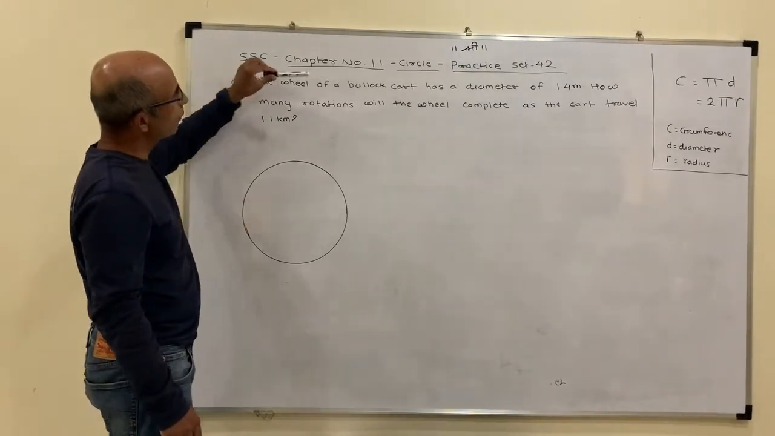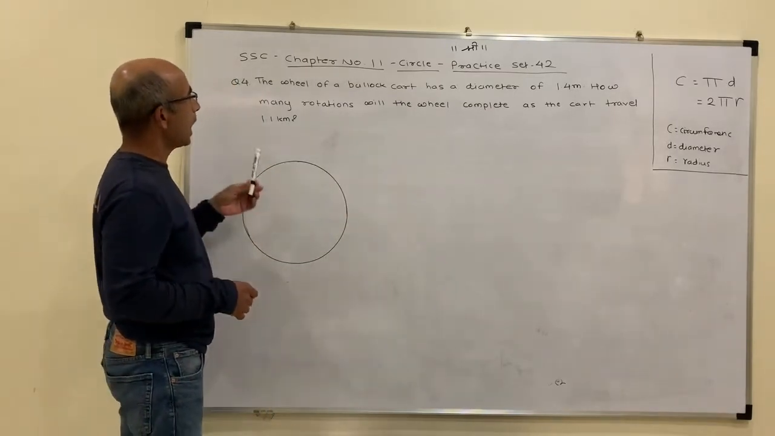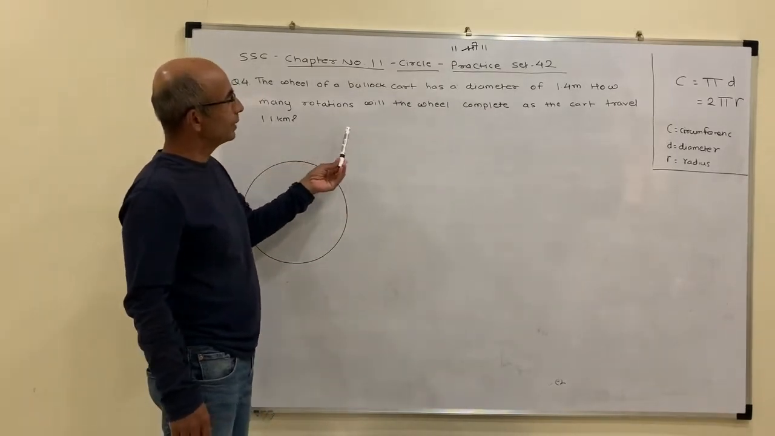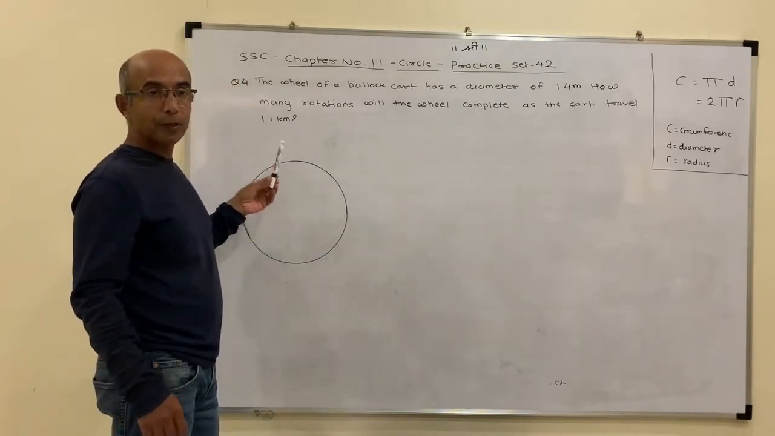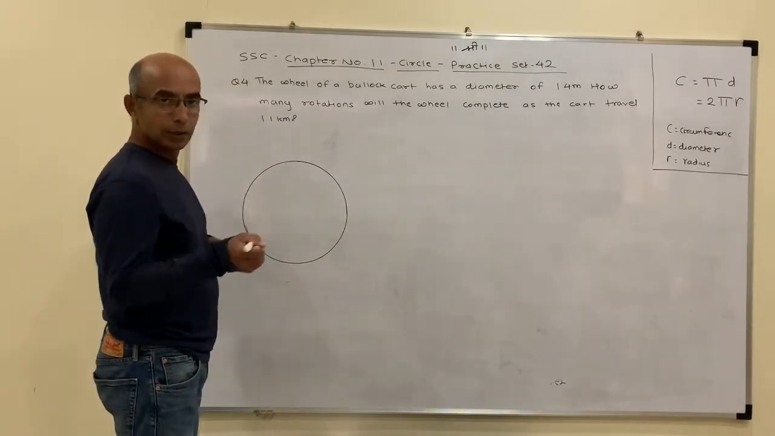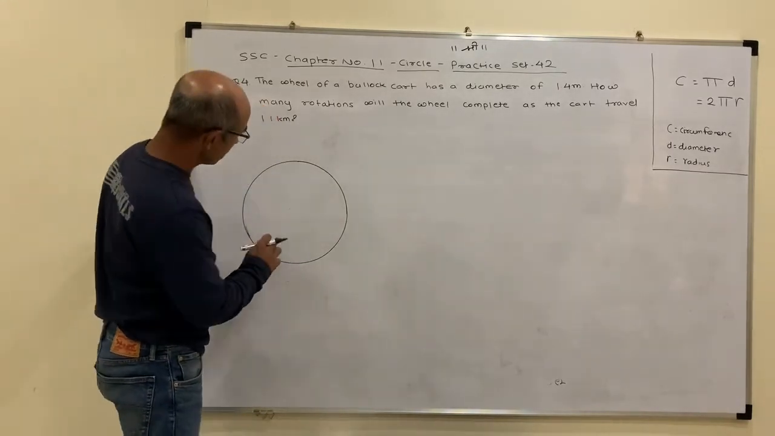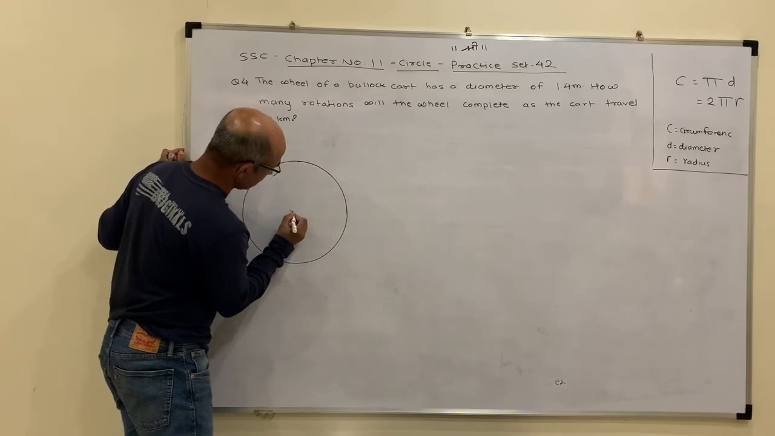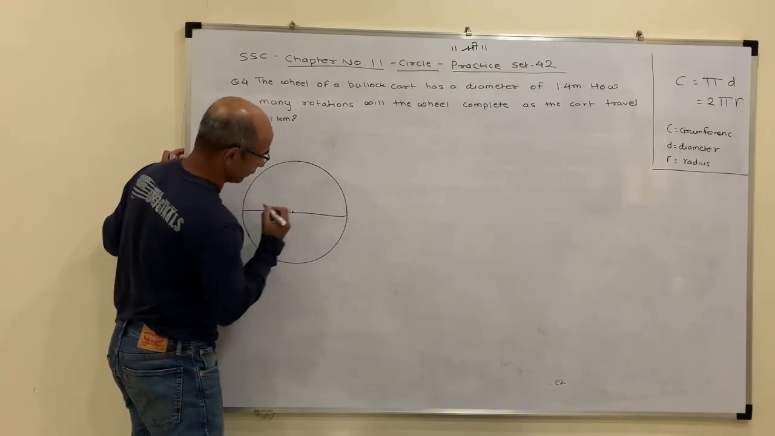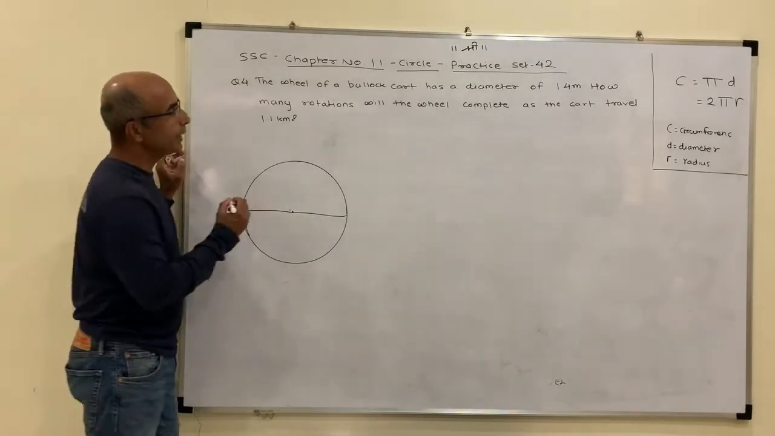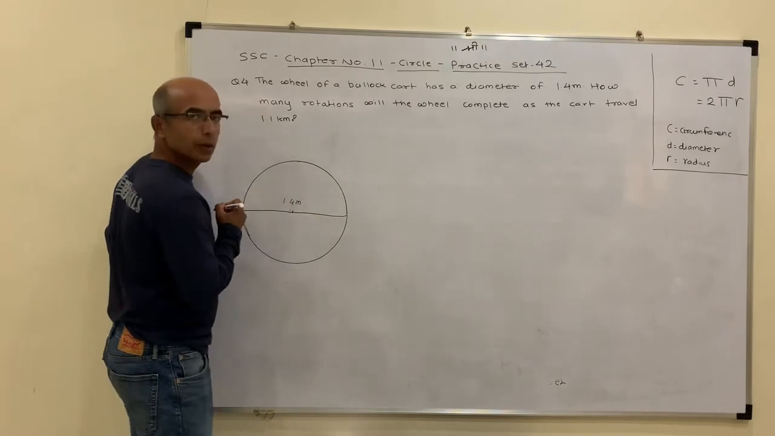The wheel of a bullock cart has a diameter of 1.4 meters. How many rotations will the wheel complete as the cart travels 1.1 kilometers? Now, I have already drawn this wheel over here. So this is my center of the wheel and diameter is given. So that means this is the distance given. This complete distance is 1.4 meters.